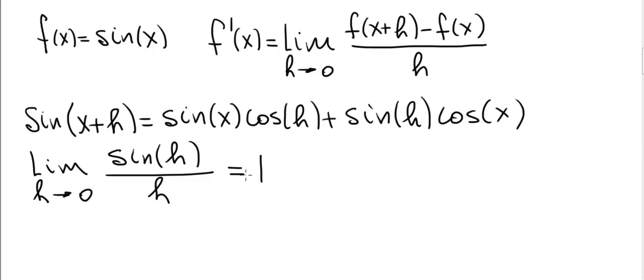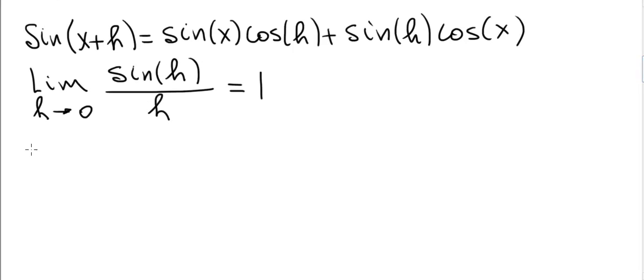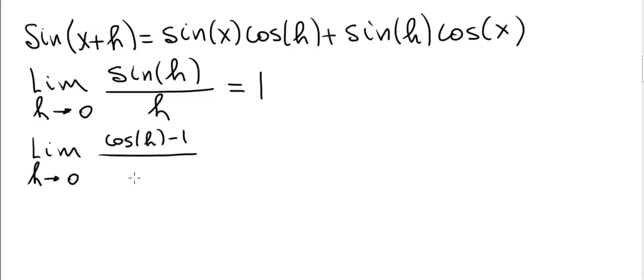This was shown in an earlier video, so you can take a look at that one if you don't know how to derive it. And the third result we're going to need is another limit, which is the limit as h approaches 0 of cosine of h minus 1 divided by h equals 0. I'm going to derive this since this was not shown in an earlier video. So let's derive this result.